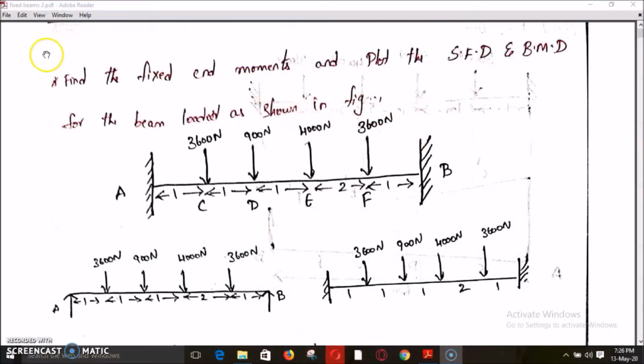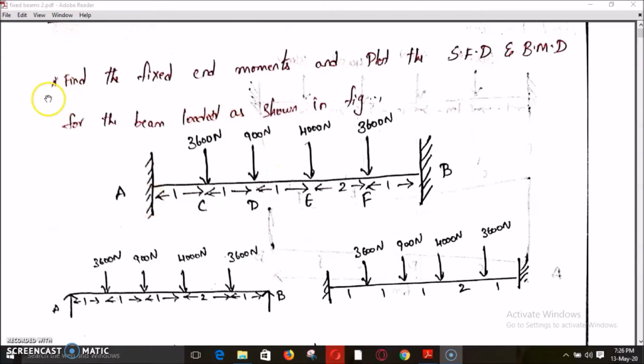Numerical Problem. In the last class, I had explained how to analyze a fixed beam for different load conditions like point load acting at center, eccentric point load, and UDL. So in this class, I am going to explain the analysis of fixed beam with different examples.